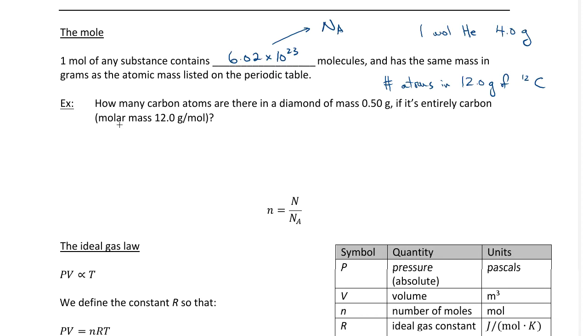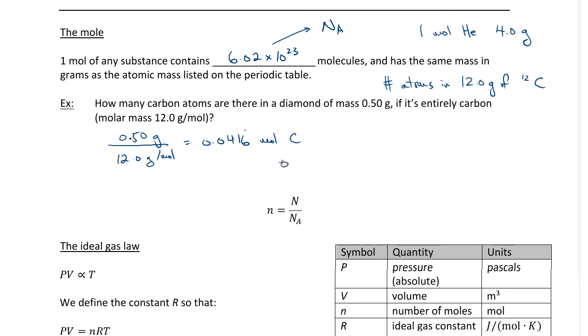So we can ask, for example, how many carbon atoms are there in a diamond of mass 0.50 grams if it's entirely carbon, which, as we've said, has molar mass of 12 grams per mole. So we take 0.50 grams and we divide it by 12 grams per mole to find the number of moles. And that gives us 0.0416 repeat moles of carbon.